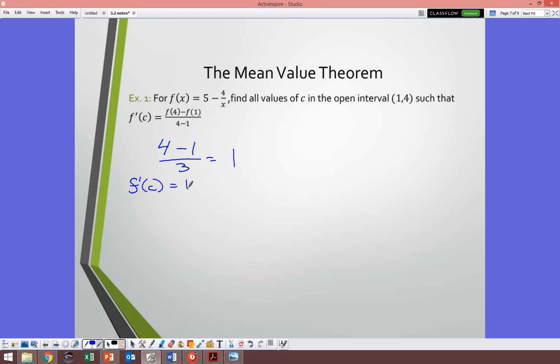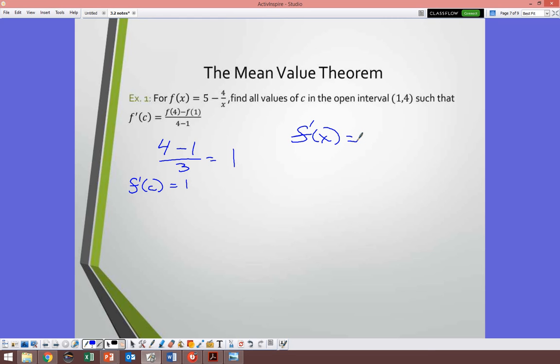Yep. So now let's take the derivative and set it equal to 1. Okay, so that's what we're doing. So f prime of x is equal to, now, 5 plus... nope, take the derivative. What happens to the 5? It goes away. It disappears. Then 4 times over negative x, so it's going to be negative 4x to the negative second.